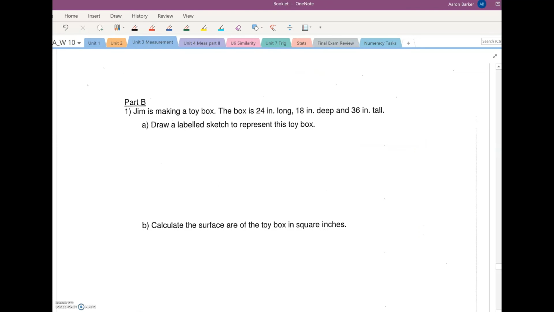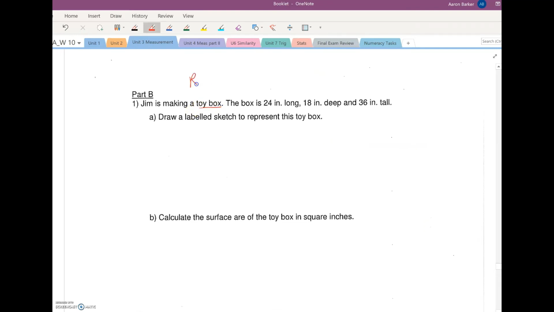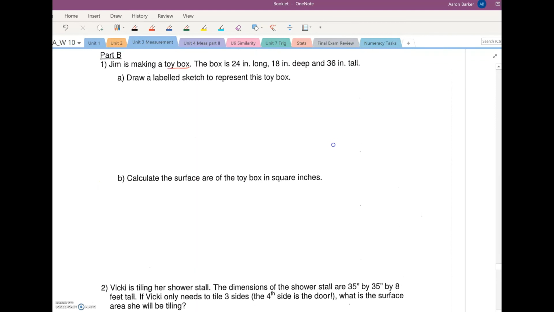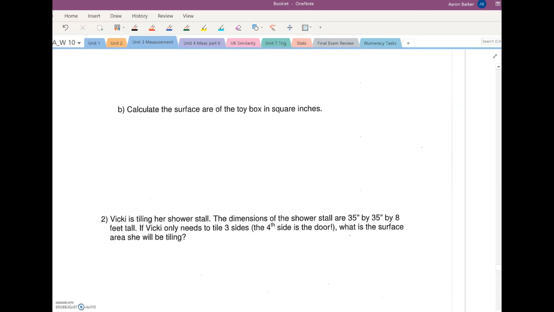Okay, so making a toy box, that's going to be a rectangular prism. And this is why we don't use the formula. Okay, so rectangular prism, sketch the box. Calculate the surface area of the toy box. So it's going to be a front and a back, a left and a right, a top and the bottom, and then you have to add it all up.